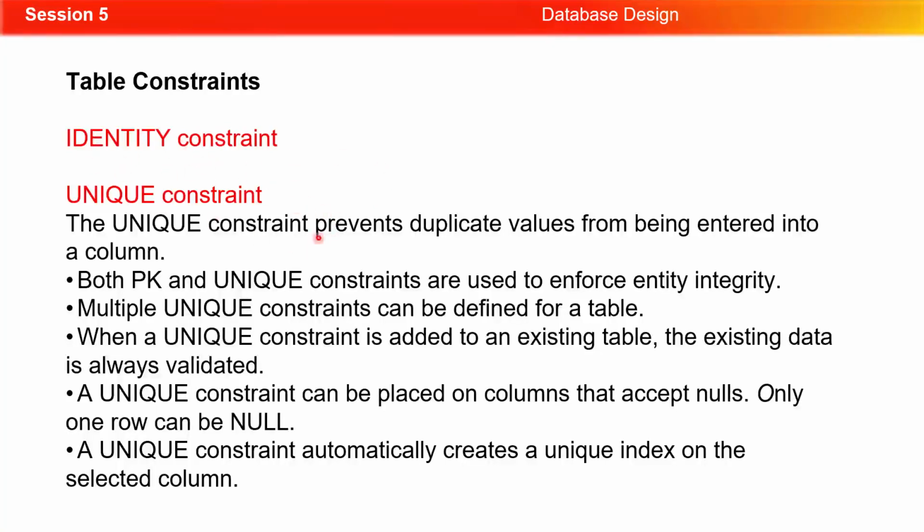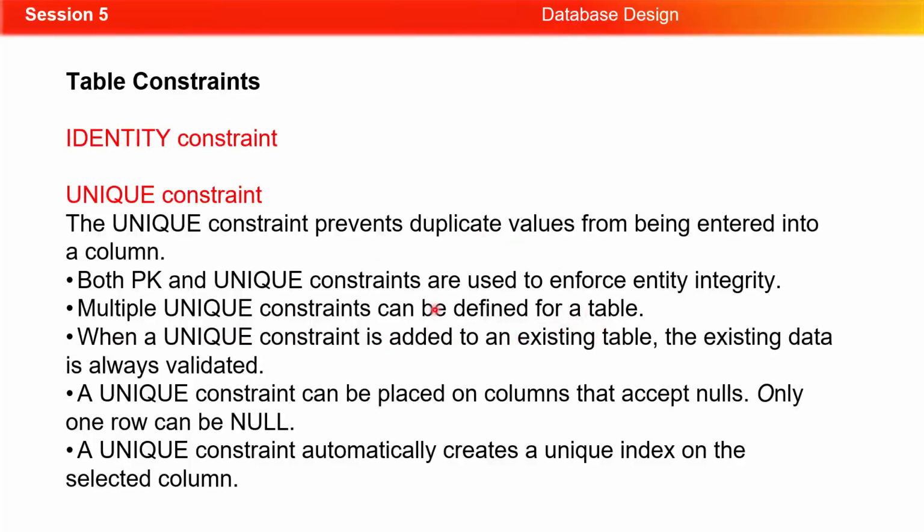So an identity constraint is any constraint that gives each record its own unique identity. So the unique constraint prevents duplicate values from being entered into the column. So each column is unique. Both the primary key and unique constraints can be used to enforce entity integrity. Multiple unique constraints can be defined for a table.